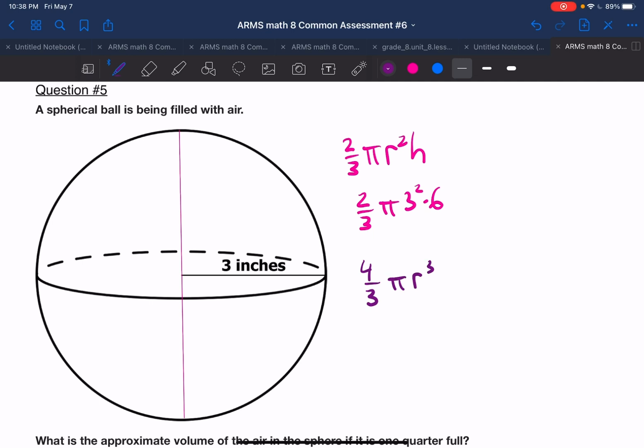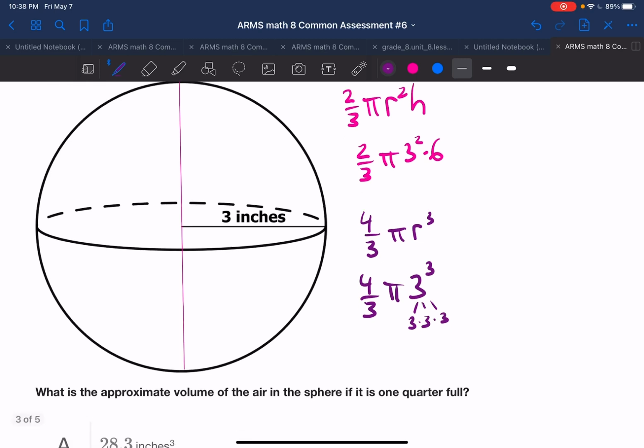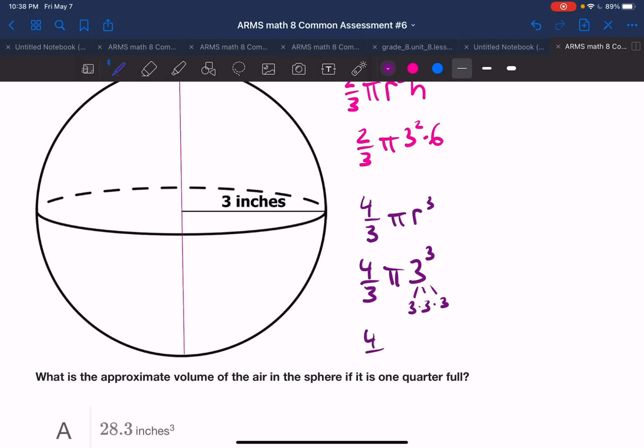Four-thirds pi radius cubed, right? So if you want to memorize that, it's faster, right? Because now you just say 4/3 pi, we have the radius of 3, cubed. So radius cubed means 3 times 3, which is 9, times 3, which is 27, right? So that's 4/3 pi 27, right?